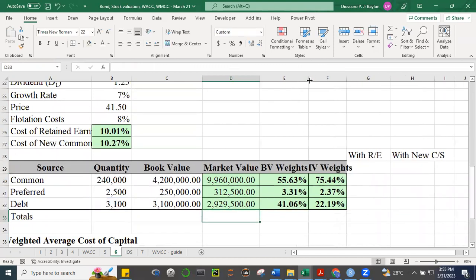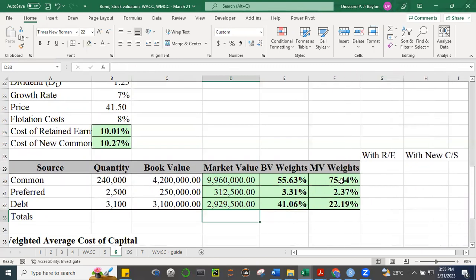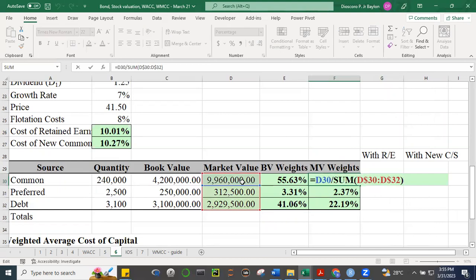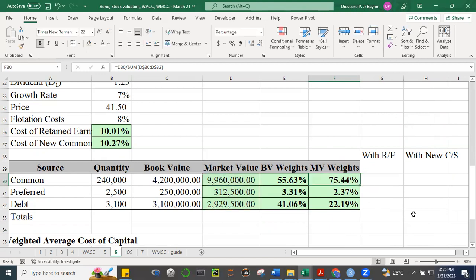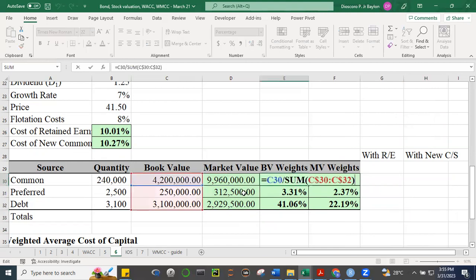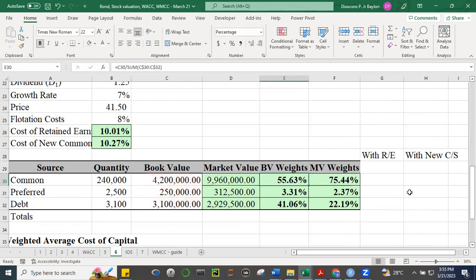So we can now compute for the market value weights, which is just the sum of ito lang, no? D30 divided by the sum of D30 to D32, and then fix the rows so that we can copy down. Okay, for the book value, just this. You're given the book value already. So that's C30 divided by the sum of this. So we were able to get the book values and the market value.